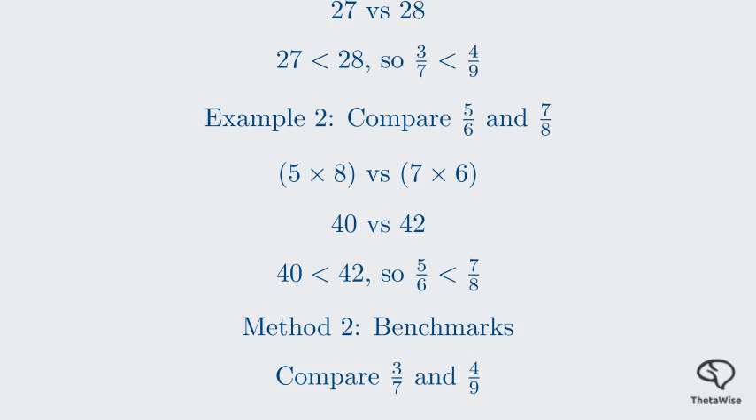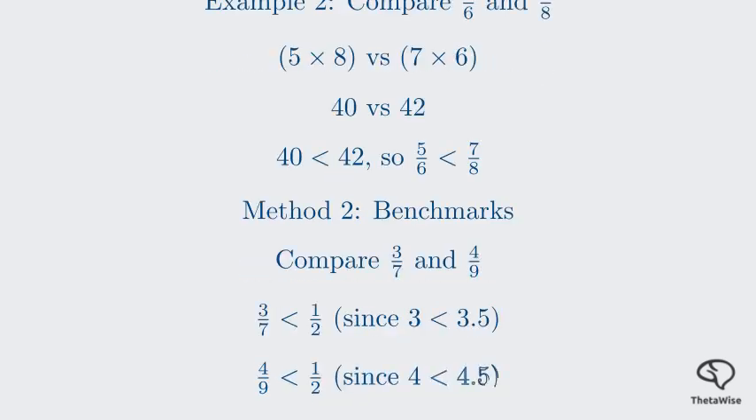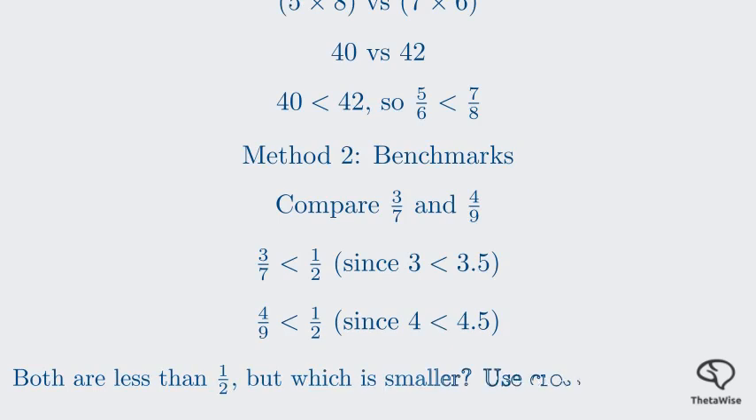This method tells us they are both less than 1/2, but it doesn't tell us which one is smaller. For that, we need to go back to cross-multiplication. So while benchmarks are great for a quick check, cross-multiplication is the definitive method for precise comparison.